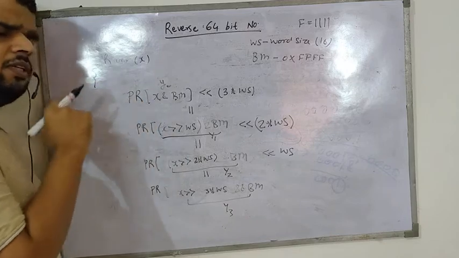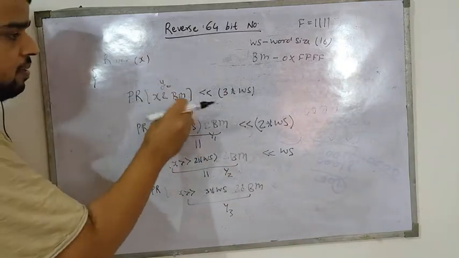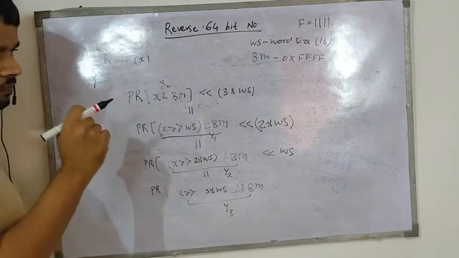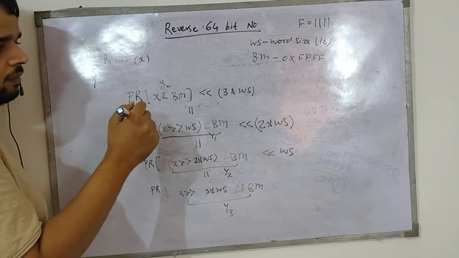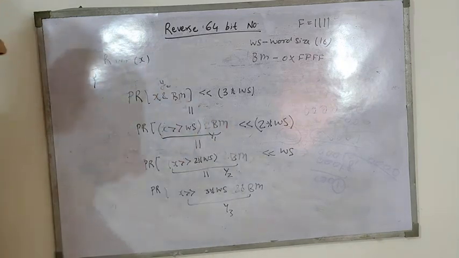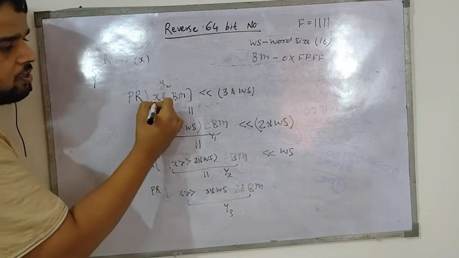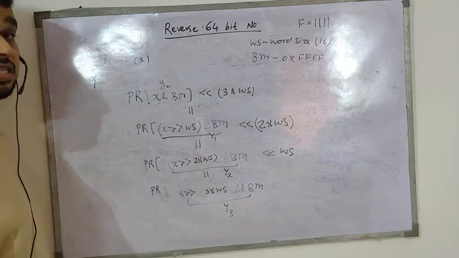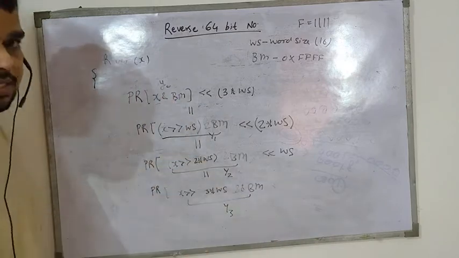How to extract the last 16 bit from the 64 bit number? For that you need to take a bit mask. Here my bit mask size is 16 and my actual number size is 64. So if I do a bitwise AND, it will extract the last 16 bit.